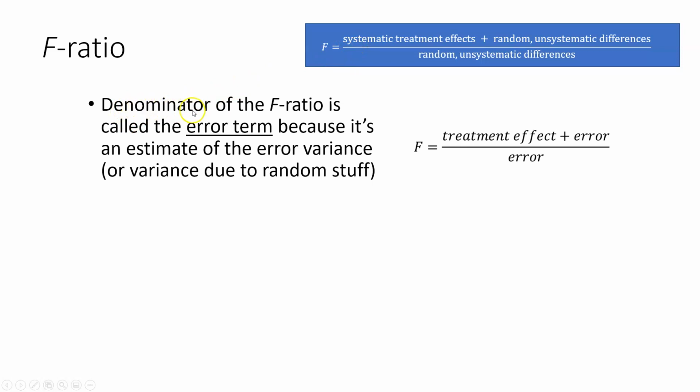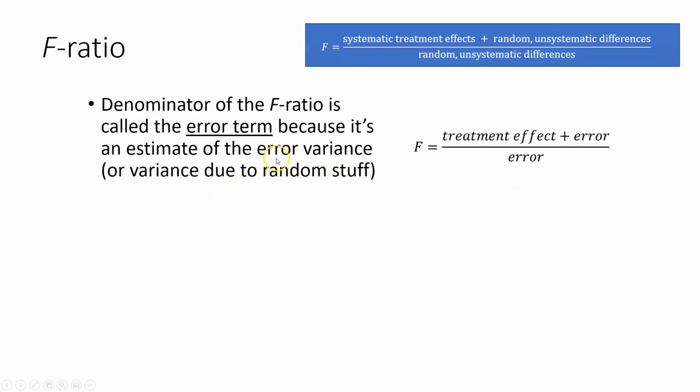Let's take that definition of the ANOVA, the F ratio, and talk about the numerator and the denominator. The denominator of the F ratio is called the error term. This denominator is called the error term because it's an estimate of the error variance, or the variance that's just due to random stuff.